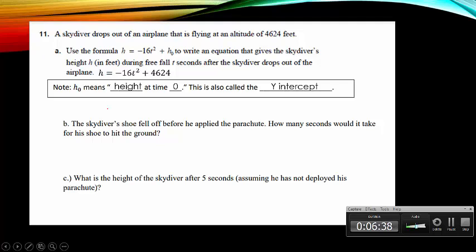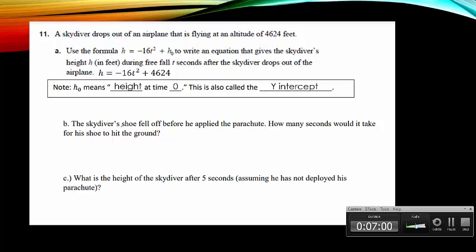All right, so let's answer some follow-up questions. So let's say his shoe fell off. So I didn't want to say how long until he hits the ground. He's going to deploy a parachute at some point, or he's going to die. So let's just say his shoe fell off. His shoe is not going to be slowed down by a parachute. So how many seconds would it take for his shoe to hit the ground?